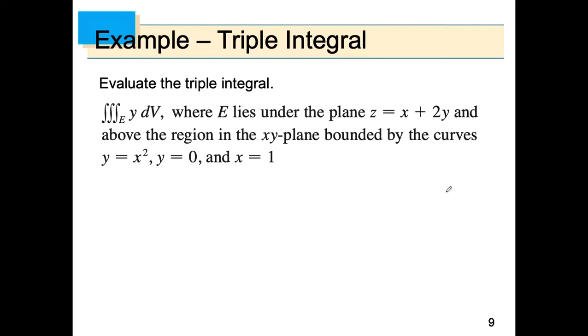Let's use our common sense here. So, for example, we want to be under the plane. That's very important. Under this plane means this is going to be an upper limit of some point. So if we're under the plane z equals x plus 2y, that means we're under this guy, which means this has to be some sort of upper limit. But it's also above the region in the xy plane. That's the floor, that's the ground, bounded by these curves here.